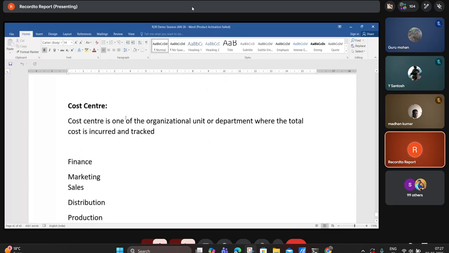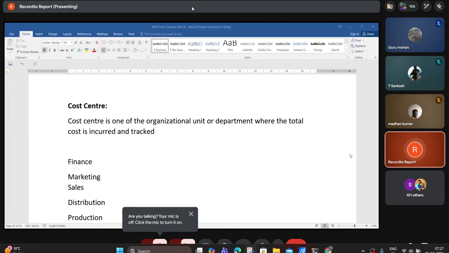And we discussed cost center. So cost center, what I told, is one of the organizational units where the total cost is being incurred and tracked.